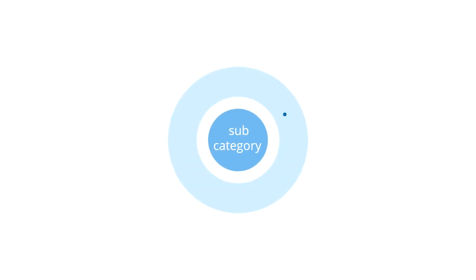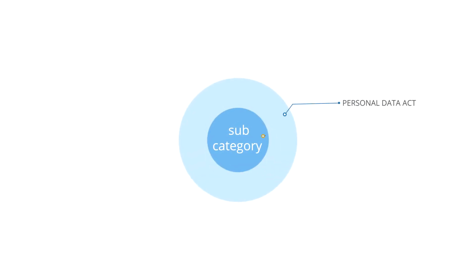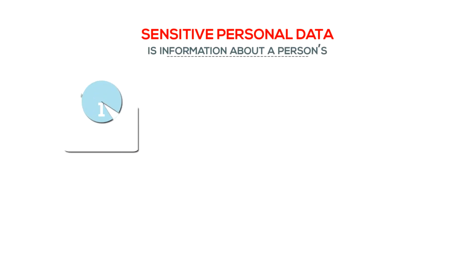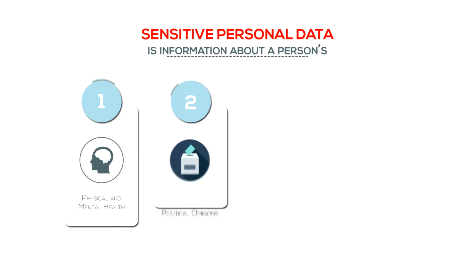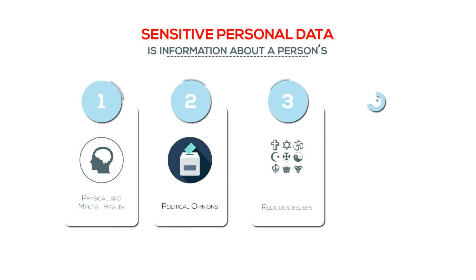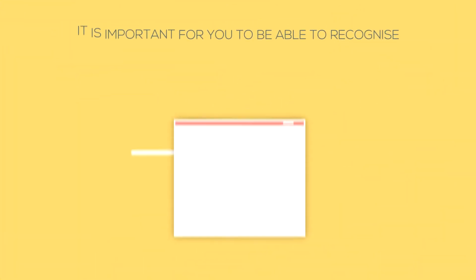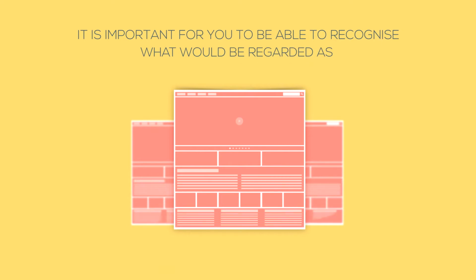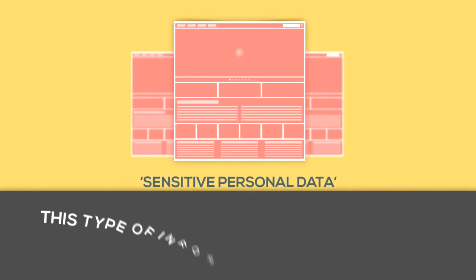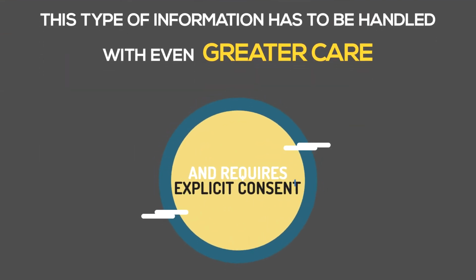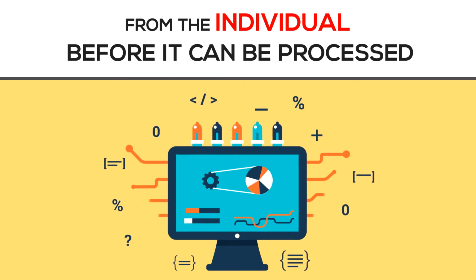There is also a subcategory of personal data in the Act known as sensitive personal data. This is information about people which has a higher level of sensitivity. Sensitive personal data is information about a person's physical and mental health, political opinions, religious beliefs, and commission or alleged commission of offense. It is important for you to be able to recognize what would be regarded as sensitive personal data, because this type of information has to be handled with even greater care and requires explicit consent from the individual before it can be processed.